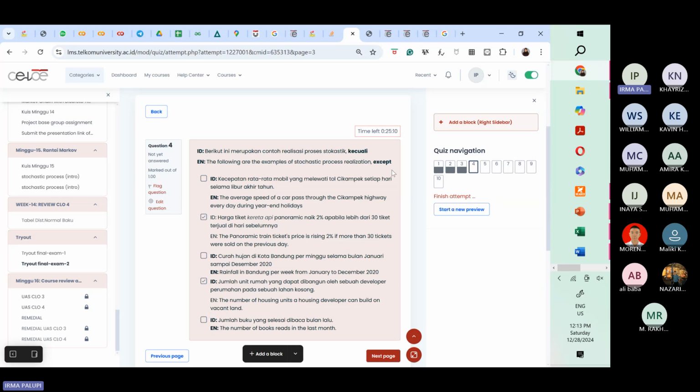And next, okay, so this is the correct answer, right? Because it's the exception here. The number of books finished reading last month. It doesn't have a repetition here. It only observes the number of books last month, right? So it's just a regular random variable. So this is the answer.